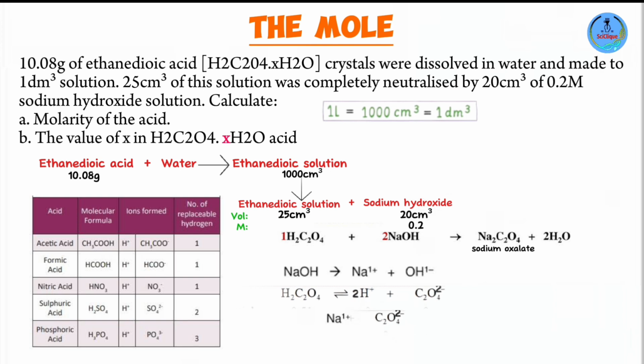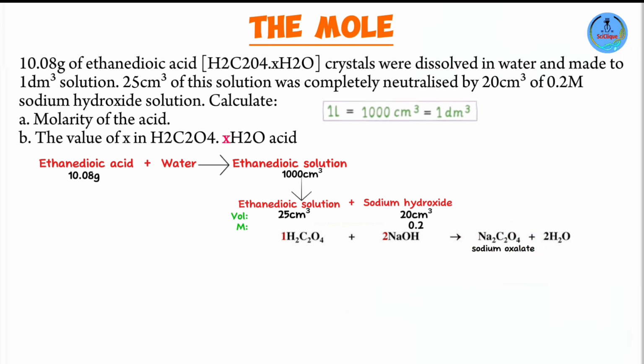What is the valency of sodium ions? 1. What is the valency of oxalate ions? 2. When these interchange, you get a salt that has that formula. Now, if we balance our equation, we get a mole ratio of 1:2. 1 mole of ethanedioic acid reacts with 2 moles of sodium hydroxide. There we have it.